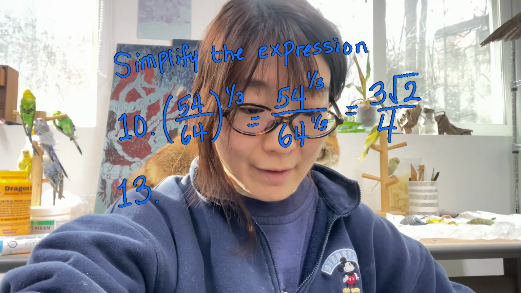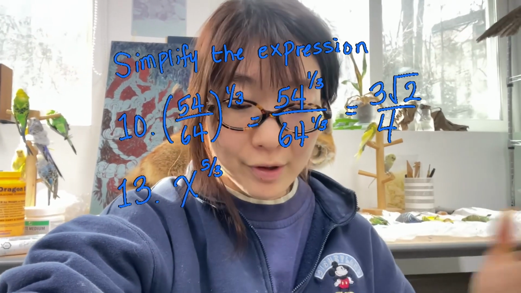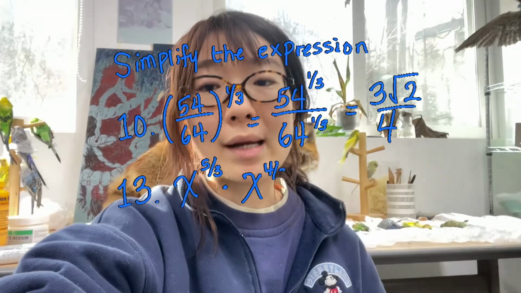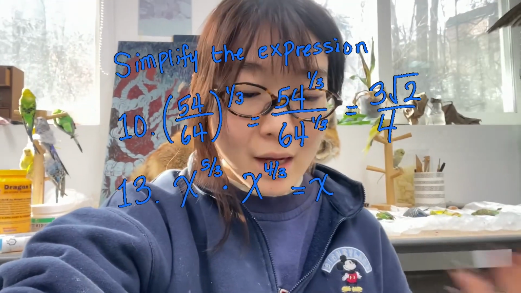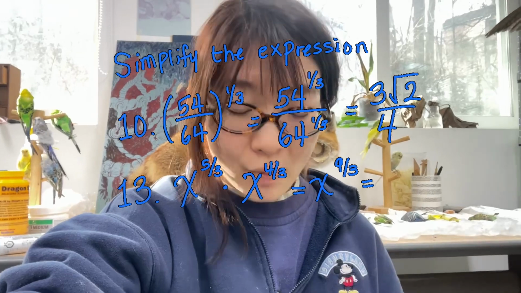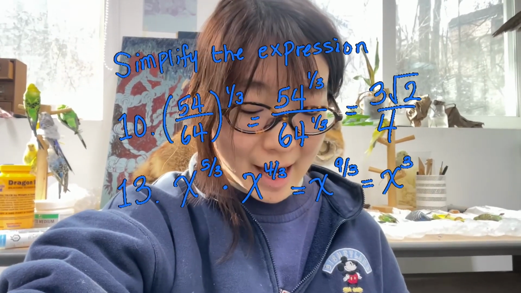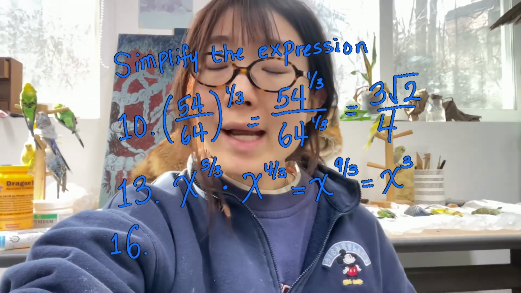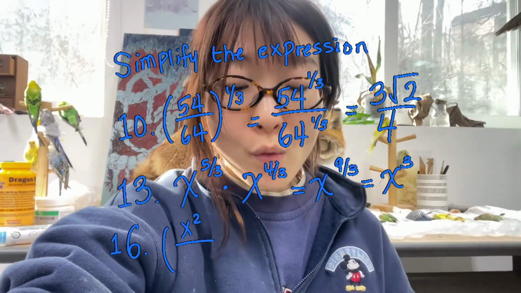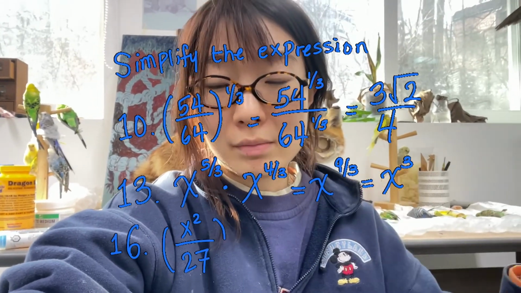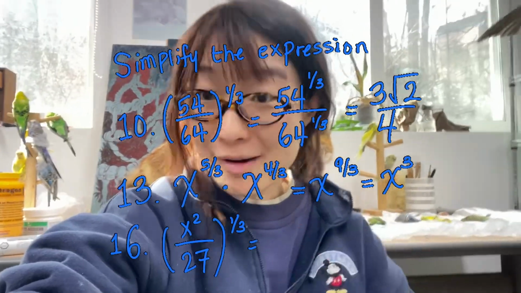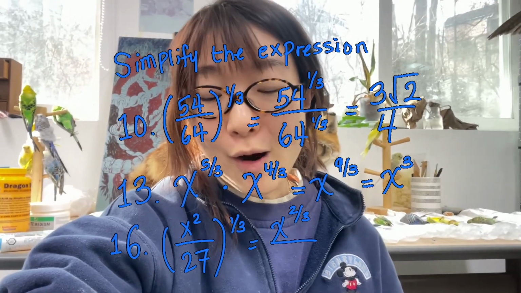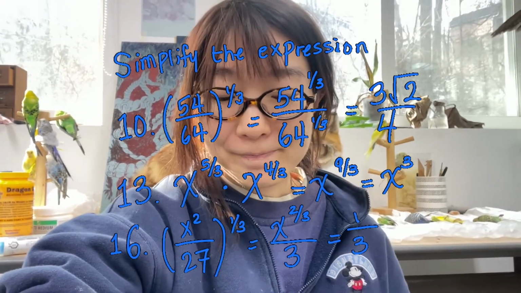x raised to the power of 5/3 times x raised to the power of 4/3, and we would end up getting x raised to the power of 9/3, which can be simplified to x cubed. Number 16, we have x squared over 27, and that is raised to the power of 1/3. And that could be simplified to x raised to the power of 2/3 over 27 raised to the power of 1/3, which would be 3. So we would just end up getting 1/3 times x raised to the power of 2/3.